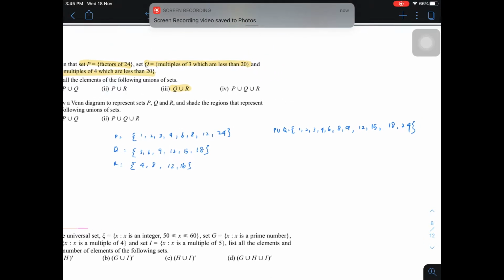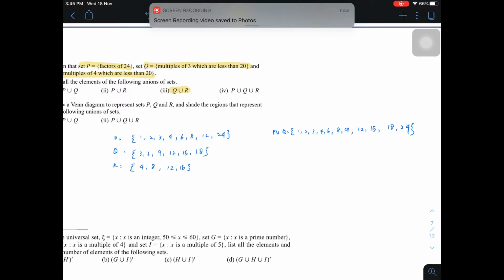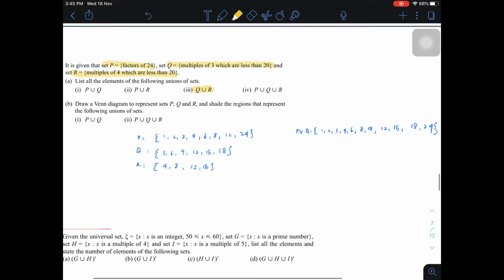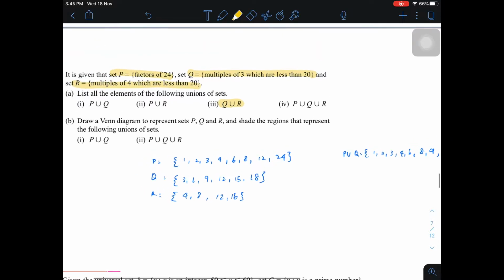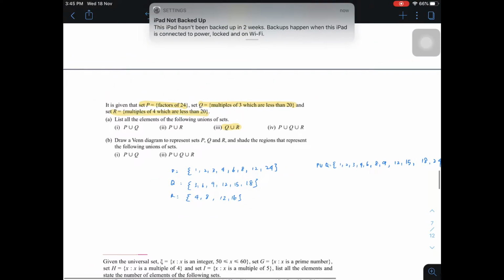Right? Another one is the union of P, Q, and R. That would be the entire thing. Just make sure not to repeat it, because that's right.